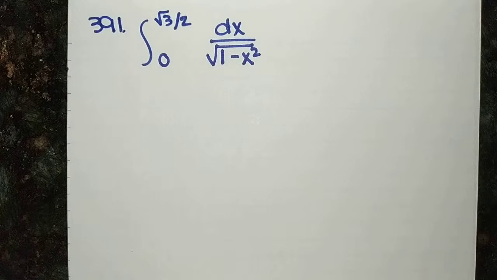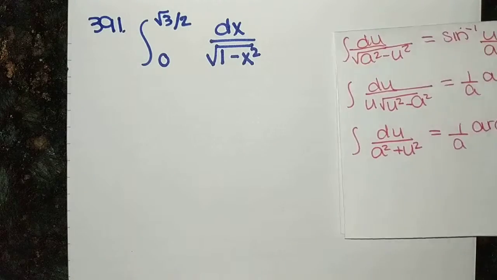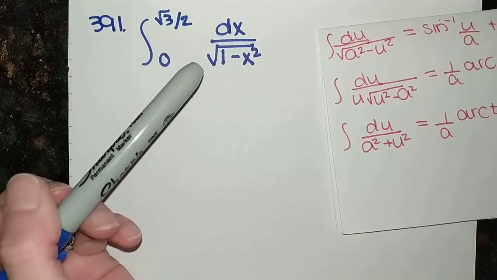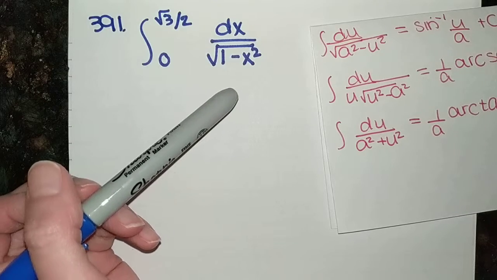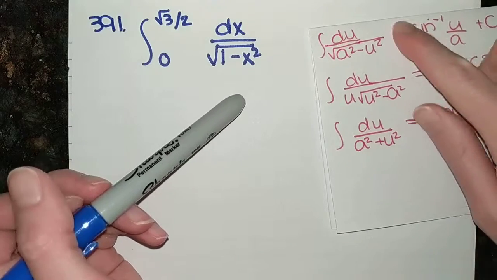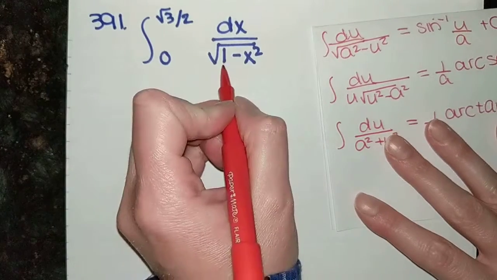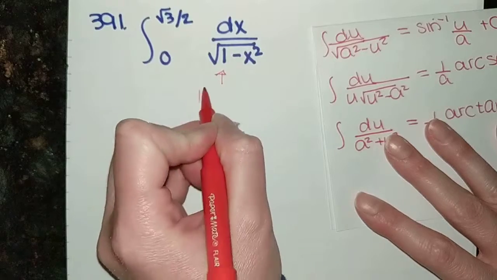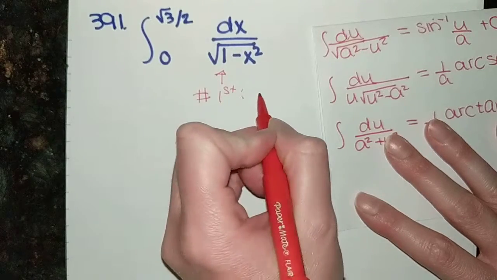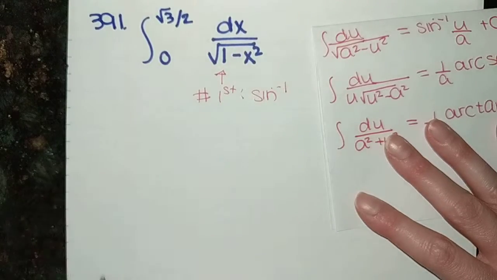For these arc trig functions, your inverse trig functions, you have to memorize certain formulas, and what you're basically trying to do is match it up to something that looks like this. Now, when you see a square root, you really should start thinking about one of these inverse trig functions. In this particular case, I would notice that this 1 minus x squared has the structure of the arc sine function.